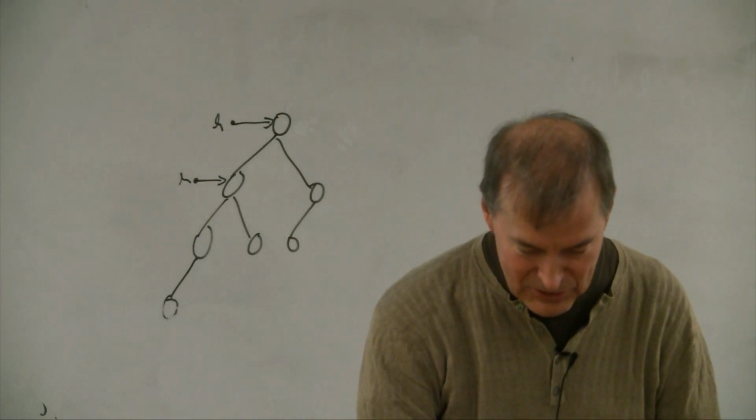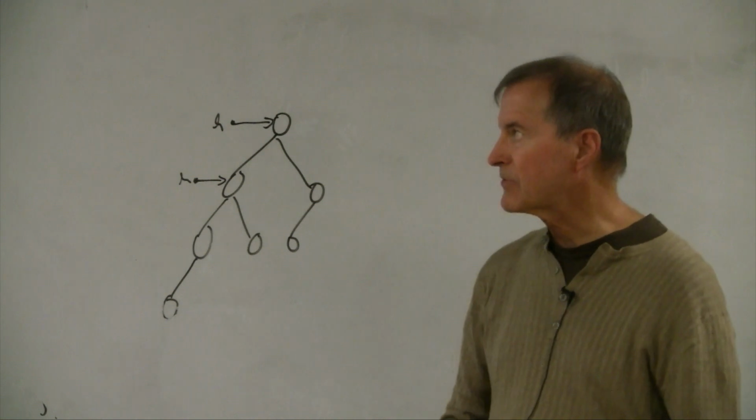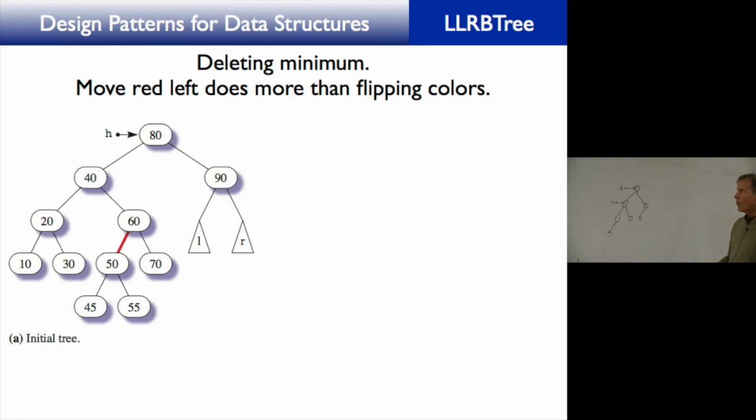So now I'm going to show you an example of that. Here's an example of deleting the minimum where move red left does more than just flipping the colors. All right? So check this out. Here we have H pointing to 80. Let's verify that this is a search tree. 80 is less than 90, and furthermore 40, 20, 60, 10, 30, 50, 70, 45, and 55 are all less than 80, and 40 is greater than 20 and 10 and 30, and less than 60. Now, okay, are we good?